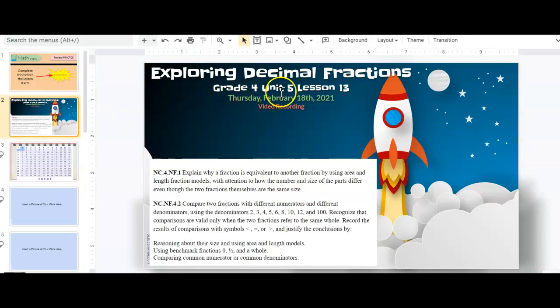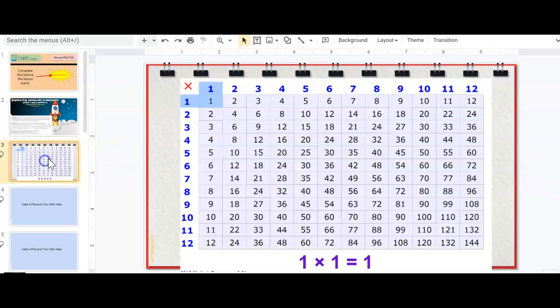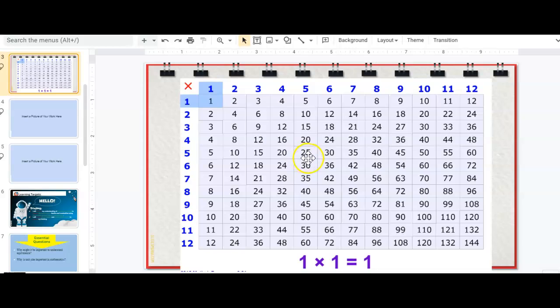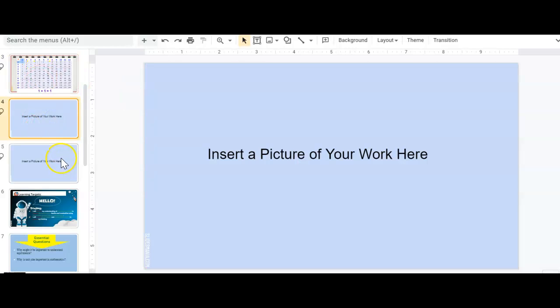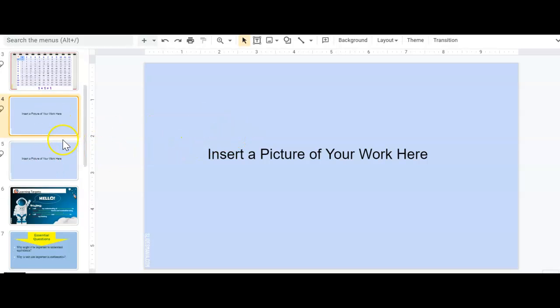Today our lesson is exploring decimal fractions. And this is lesson number 13. I've got our multiplication table here as a resource for you on our next slide. And after that, I've got slides where you can take a picture of your work if you're working in your binder or your notebook, and insert a picture of your work here so that your teacher can see your work.